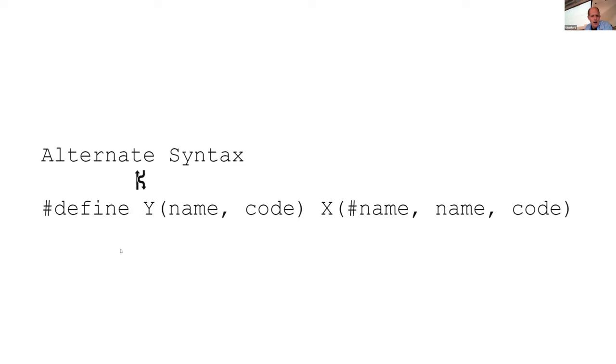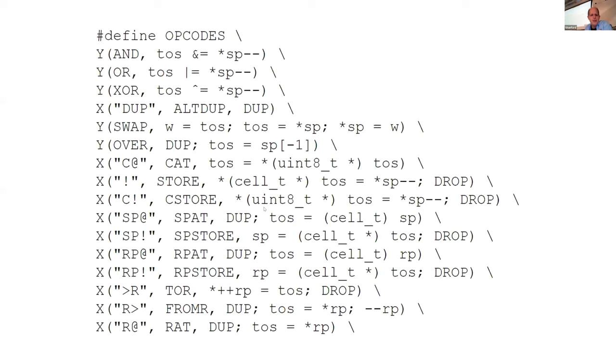I then, for convenience, am able to define a set of alternate short names that let me define just the name and the code for a word. The reason for this distinction is that some words are valid C identifiers and others are not. And so to make things a little more pithy, I'll use this Y label to define words like and that happen to be valid C identifiers, but for words like C at, where it would not be a valid C identifier, I have to make up some C name for it, and then I have the code in one line.